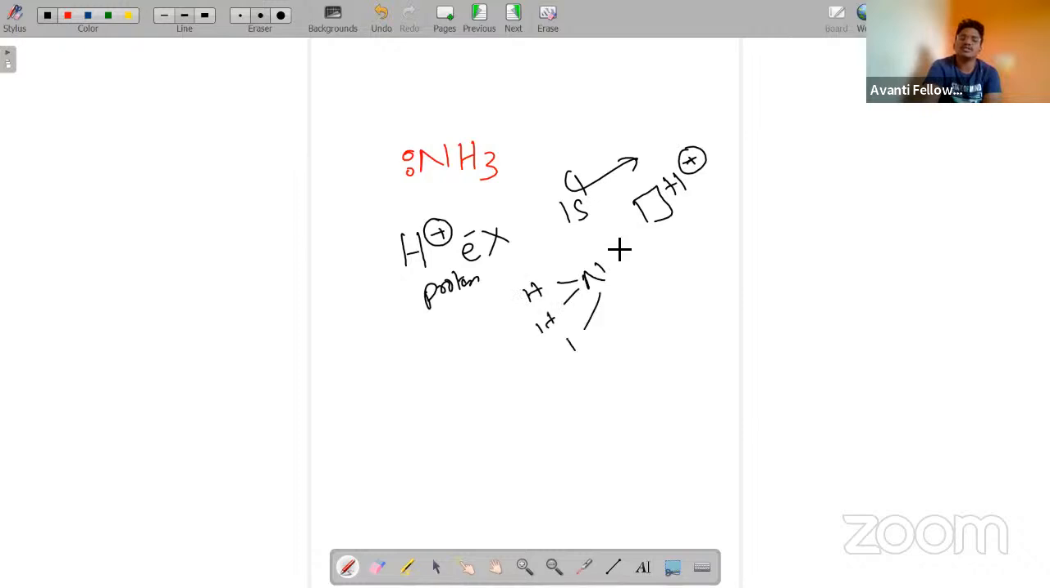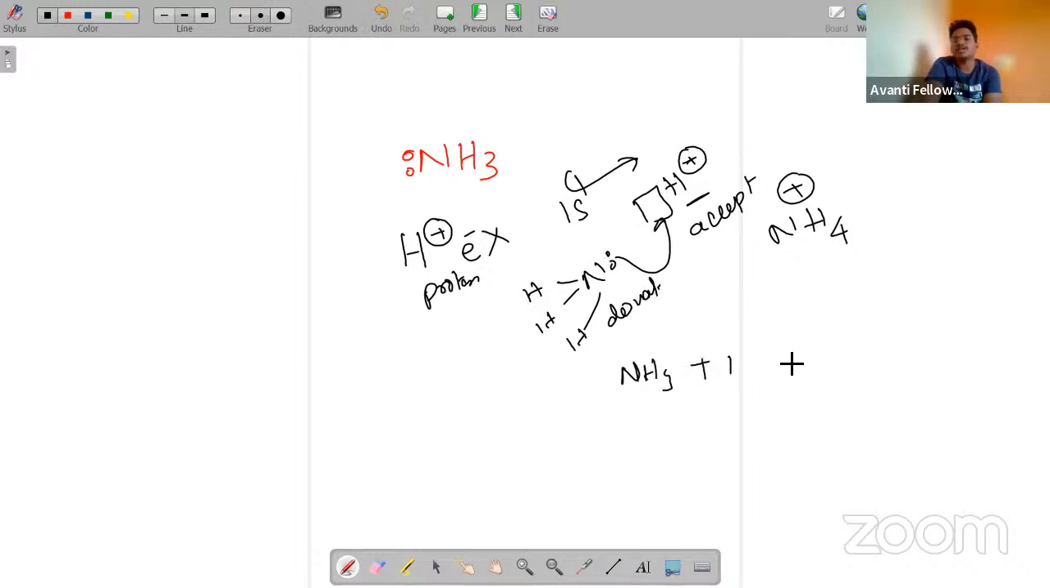Now ammonia's lone pair of electrons will be donated to this, so you are going to get NH4 plus. Hydrogen is ready to accept the lone pair of electrons from nitrogen, which is ready to donate. The bond formed between ammonia and H plus is simply a coordination covalent bond, or we can also call it a dative bond. I hope you are clear with the basics.